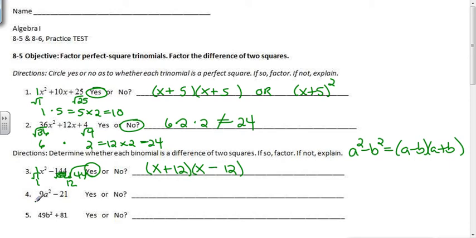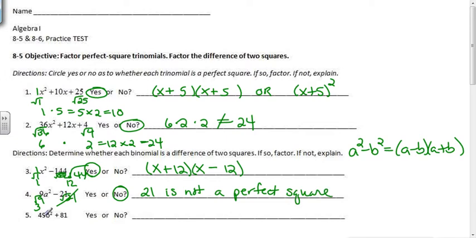Okay, number 4, can I do the square root of 9? Can I do the square root of 21? Well, I can get 3, but I can't do the square root of 21, because if I did 4 times 4, I would get 16. 5 times 5, I would get 25. And 21's in the middle, though, so it won't work. So this one's no. And I would say because 21 is not a perfect square. I can't do the square root of it. If you can't do the square root of it and come out with a whole number, it's not a perfect square.